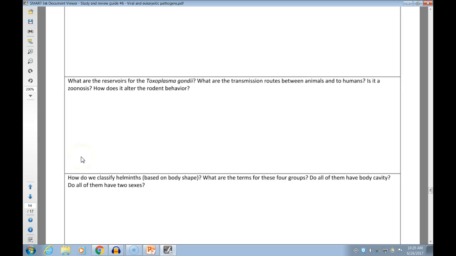Reservoirs for Toxoplasma gondii: rodents, cats, cattle. You can consider cattle to be a reservoir. Humans can understand how humans acquire it. We discussed it in details. Zoonotic, yes. Rodents stop fearing cats.